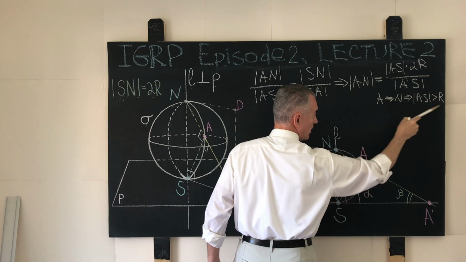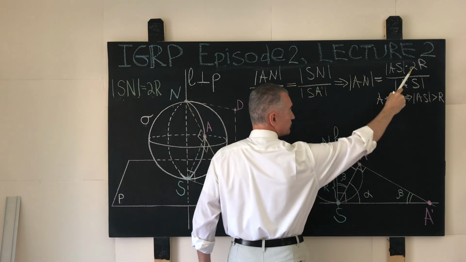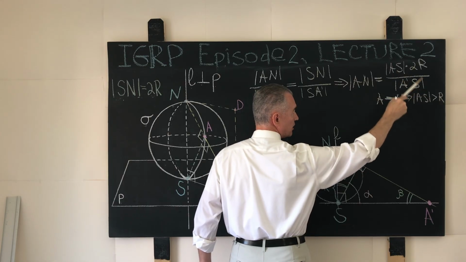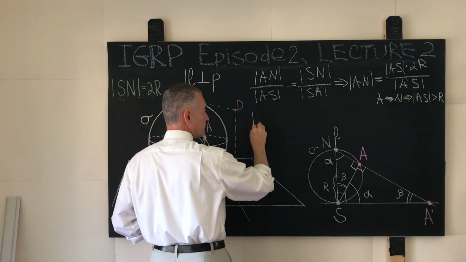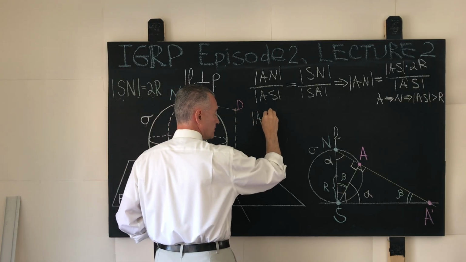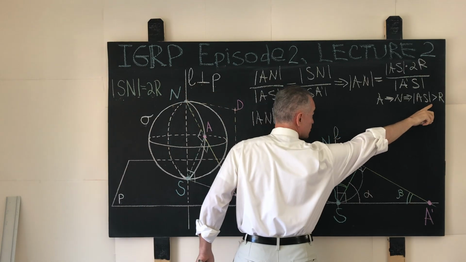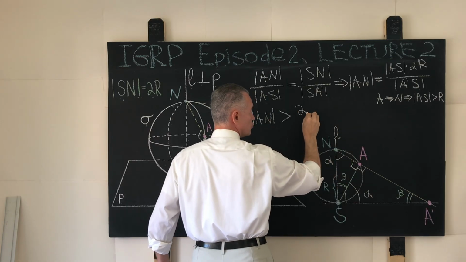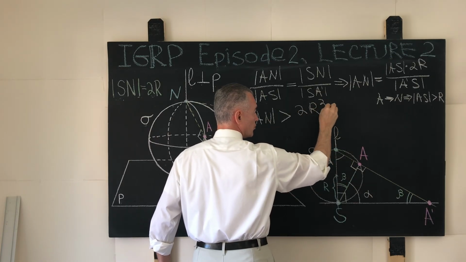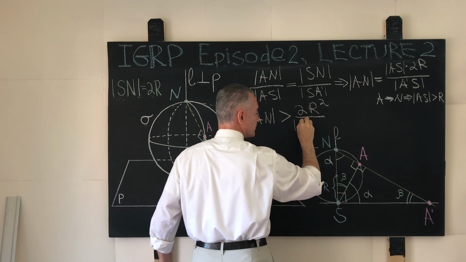And if we multiply this inequality with this material over here, 2R over A prime S, what will we have? We will have that the distance AN from the point A to the point N will be larger than what? 2R times R, which is 2R squared divided by the distance between the points A prime and S.